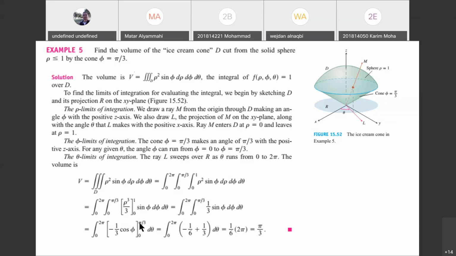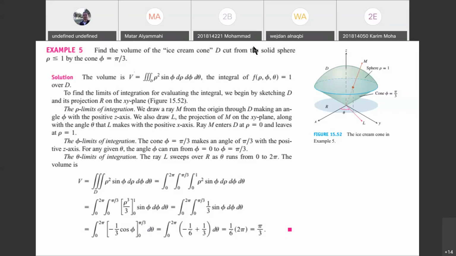Cosine pi over 3 equals what? It's half. So you have half times minus 1 over 3, which is minus 1 over 6. Minus the lower bound, cosine 0 is 1, and 1 times minus 1 over 3 is minus 1 over 3. Since you are subtracting the lower value, minus minus gives plus 1 over 3. Now you integrate with respect to theta. All of this is constant, which is 1 over 6. The integration of d theta is theta, equal to 2 pi minus 0, so you have 2 pi. So this is the volume of the ice cream cone.